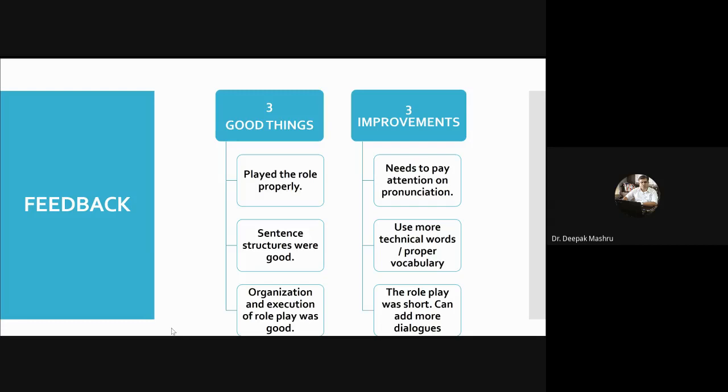I guess it is clear to you then how to share feedback. You can say how the role was played. You can talk about individual participants. You can talk about the grammar skills, English skills. You can talk about their execution. Our main focus would be English as a communication language, so make sure your feedback is focused somewhere on that.